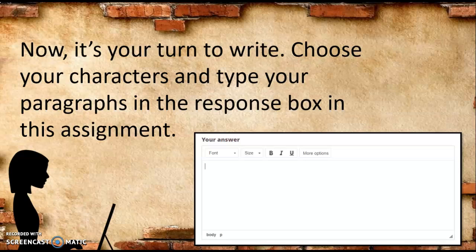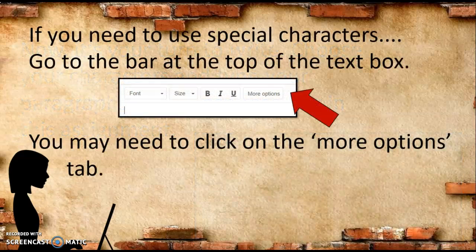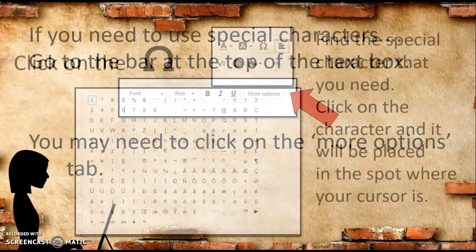So now it's your turn to write. Choose your characters and type your paragraphs in the response box in this assignment. If you need to use special characters, go to the bar at the top of the text box. You may need to click on the More Options tab.